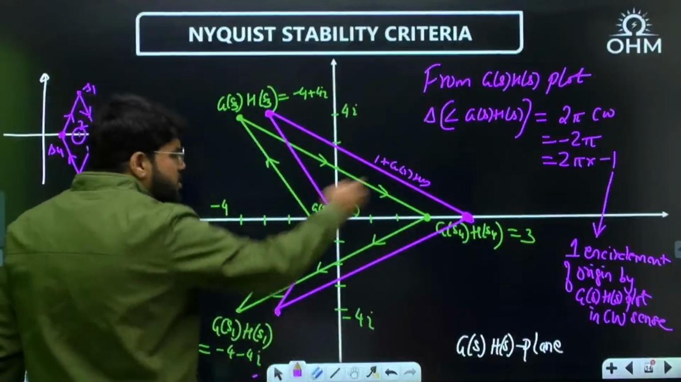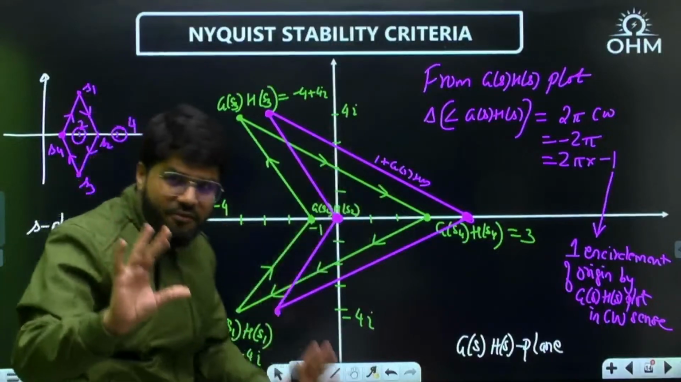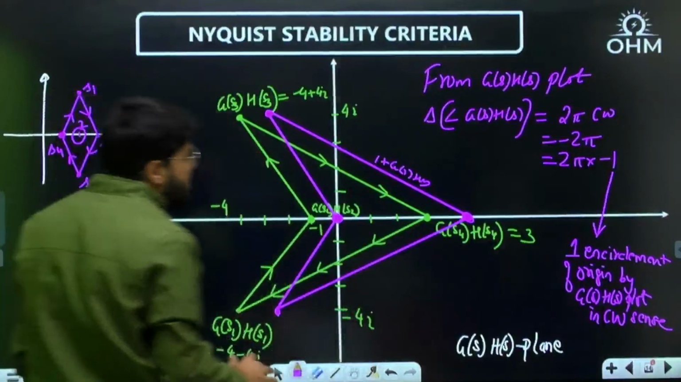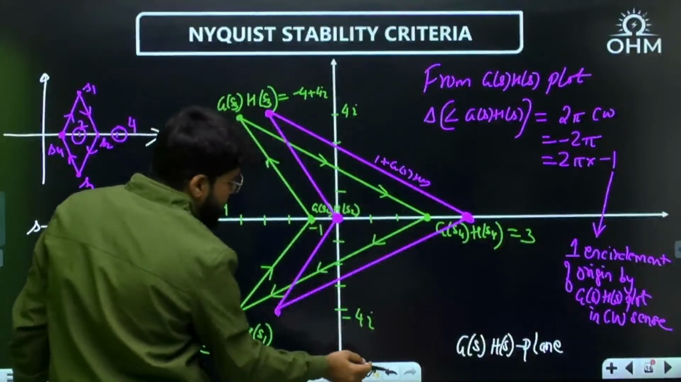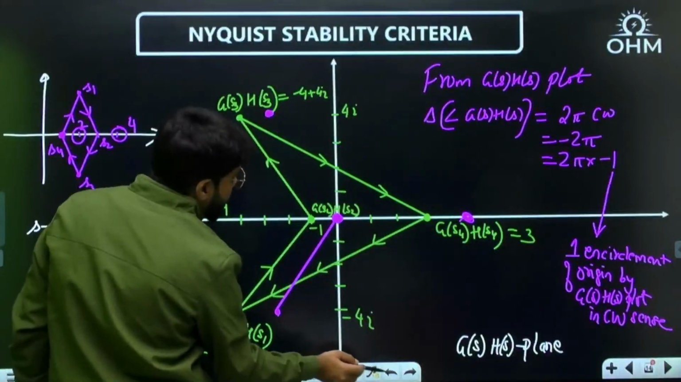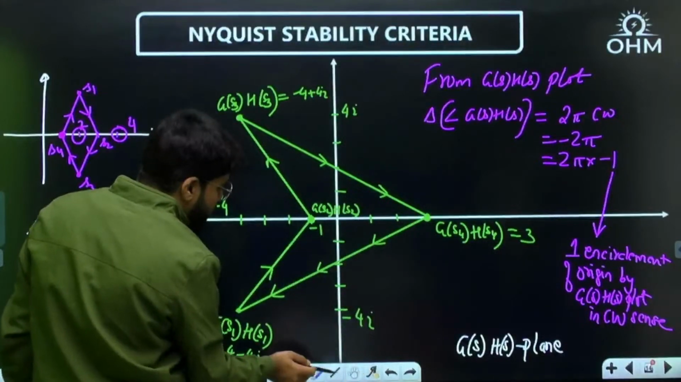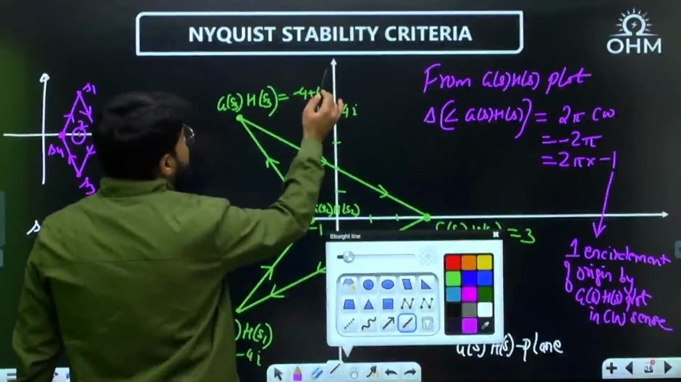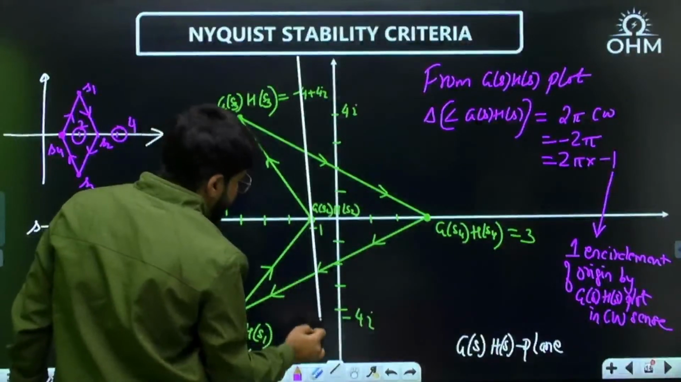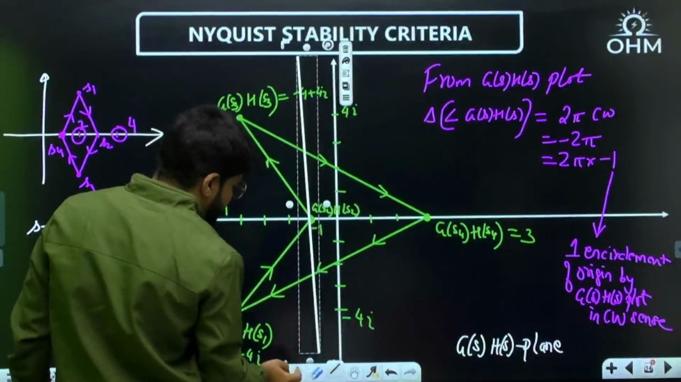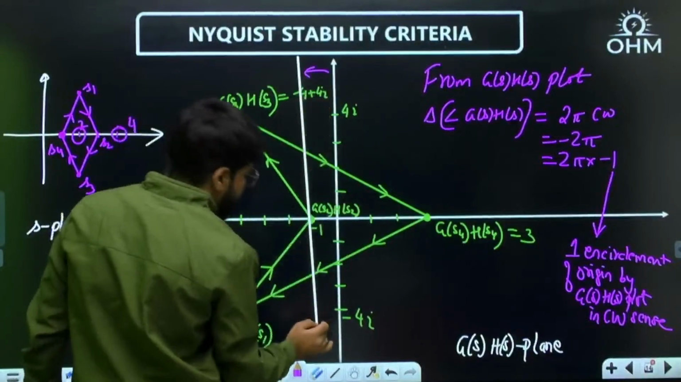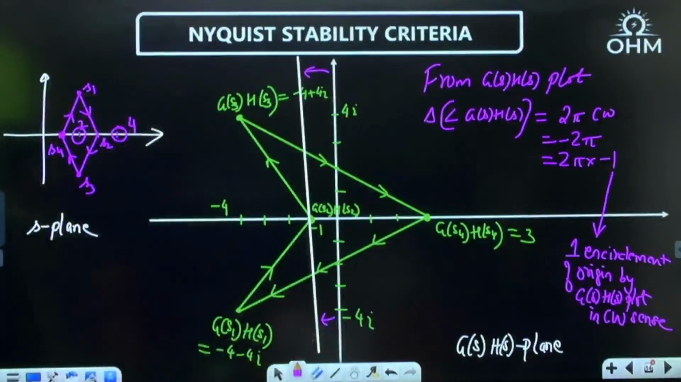Why shift the plot? Plotting is done, and plotting takes effort. We have drawn some G(s)H(s) plot. Why shift the plot? Let's do the reverse. Rather than shifting the plot to the right, I will shift this imaginary axis to the left. One and the same thing, right?